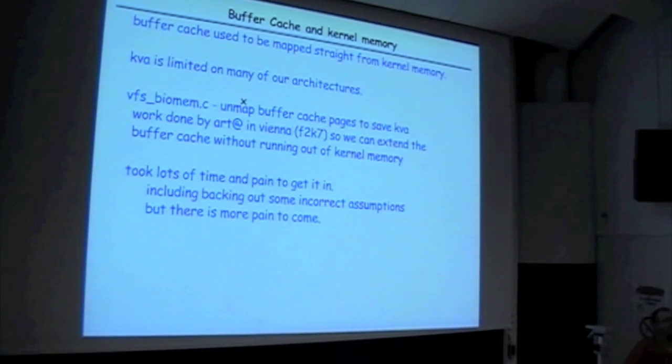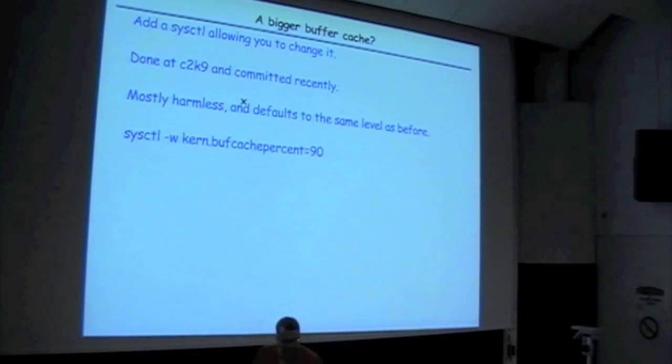Many developers just said, well, if we have a bigger buffer cache, we have to change the number of vnodes too. And we'll talk about that in a second here. Well, if the buffer cache is this, why do we worry about vnodes? We'll get there, but now, thanks to the map and unmap change, we actually have a bigger buffer cache. It was done at C2K9.